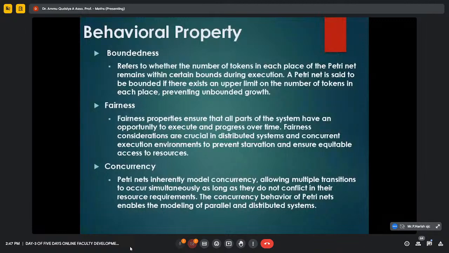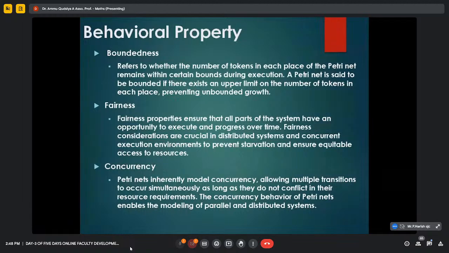The fairness property ensures that all parts of the system have an opportunity to execute and progress over time. In a system, if you have two or three lines, all the lines and subsystems should work together. If it is a very big system, we will have many subsystems. For the system to work properly, all the subsystems should work properly. If you have any problem in a subsystem, the complete system will get disturbed. So this fairness property ensures that all parts of the system have an opportunity to execute and progress over time.